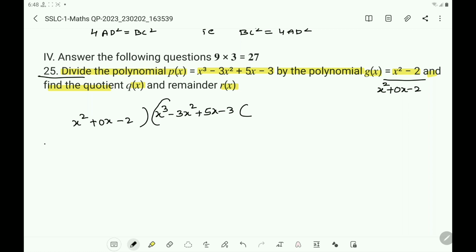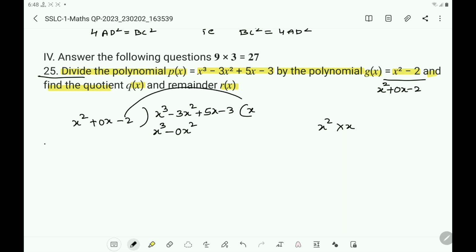Now see the first term. Here x cube is there. Here x square is there. See the first term of both p of x and g of x. And here we have to cancel x cube, means you must get x cube here. To get x cube from this x square, you must multiply x square by x. So you write x. Then x square into x is equals to what? x cube you write. Then 0 into x is 0x only, that is you can write 0x square.